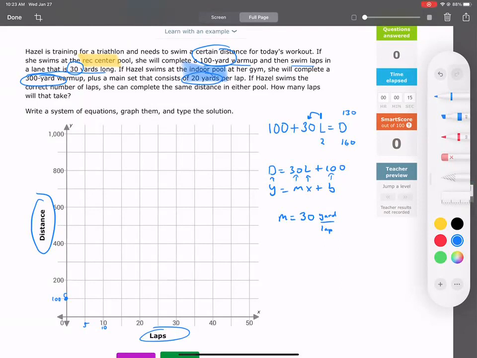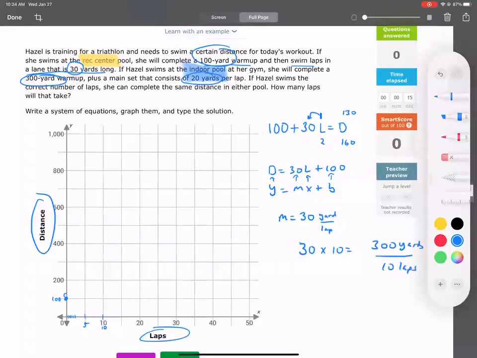And here's how I think it's going to be easiest to graph it. I need to somehow make this conform to this graph here. And I don't see 1, 2, 3, 4, 5, right? That's kind of going to be hard to draw. But they do have 5s and 10s. So how many yards would she swim in 5 laps? How many yards would she swim in 10 laps? So this could be written as 30 yards times 10 is 300 yards for every 10 laps.